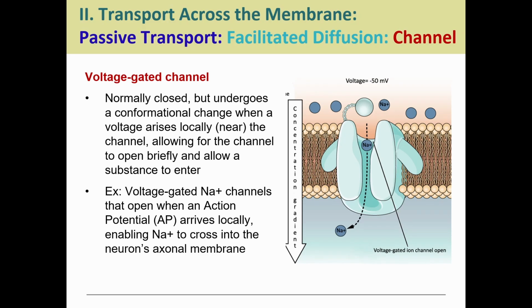Now the voltage-gated channel is a similar concept, except rather than use a chemical to control whether we open or close it, we're going to use the change in the electrical current or the voltage instead, right? And so we're looking at basically what does the voltage look like around the channel. If it goes up a bit, we can open up, right? So we have things like voltage-gated sodium channels that open during an action potential. And this will allow the sodium to pass through into the axon of the neuron.